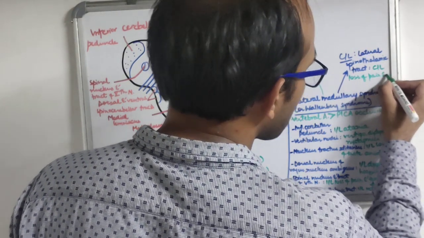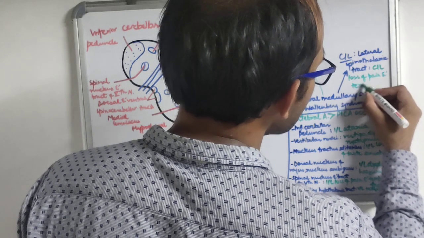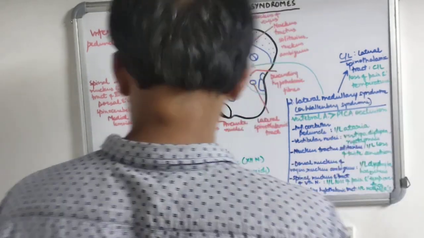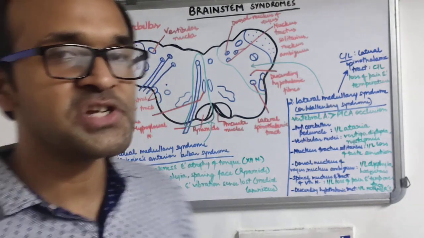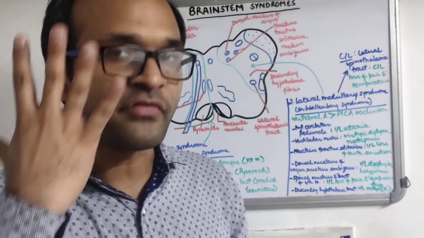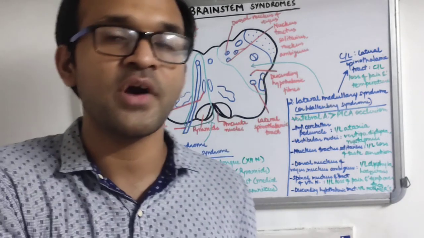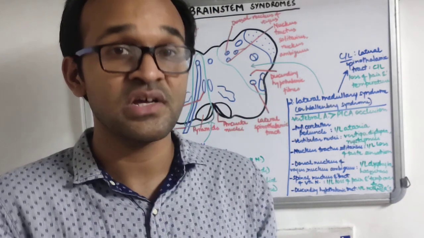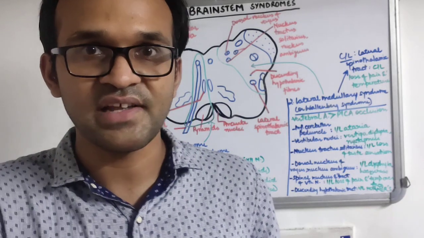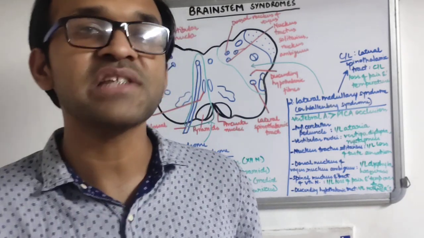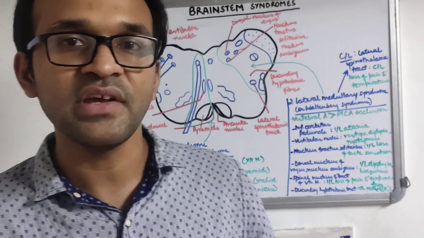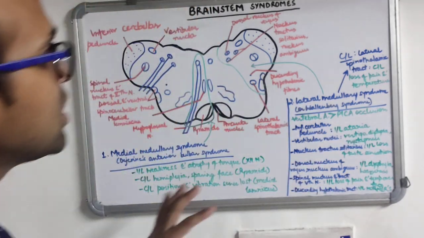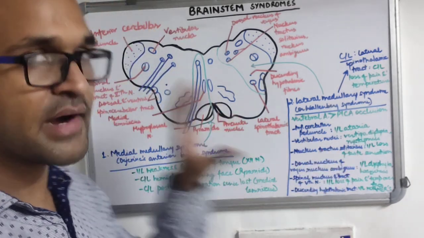So whenever you come across a patient who has this kind of crossed sensory loss, if the patient is having loss of pain and temperature over the face on one side and the rest of the body on the other side, think of medullary syndrome. And if you come across a patient who has crossed motor weakness, like facial weakness on one side and contralateral body weakness, you should think of pontine syndrome, right? So this is all about the brainstem syndrome, particularly the medullary syndrome.